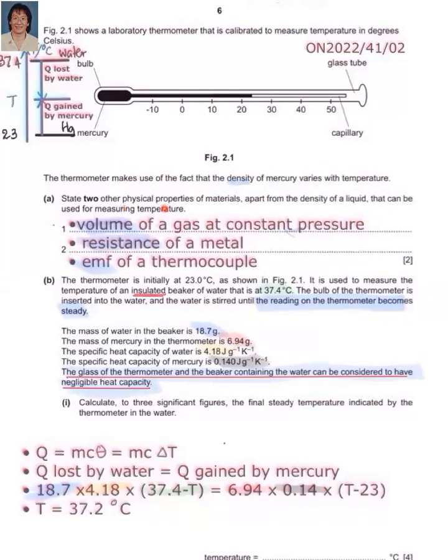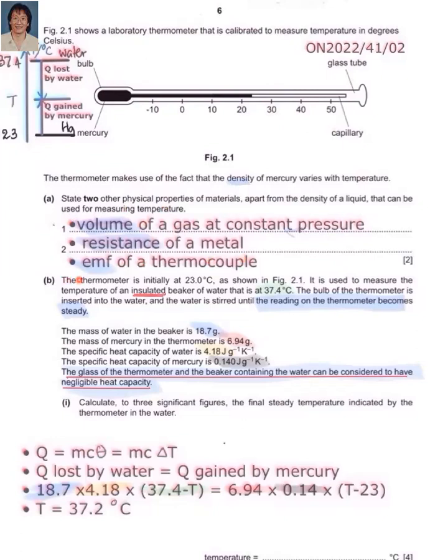To answer this question, you need to know that a physical property that changes with temperature can be used to measure temperature. This question carries 2 marks. To score the 2 marks, you have to say any two of the 3 points here. You can say either the volume of a gas at constant pressure, the resistance of a metal, or the EMF of a thermocouple.